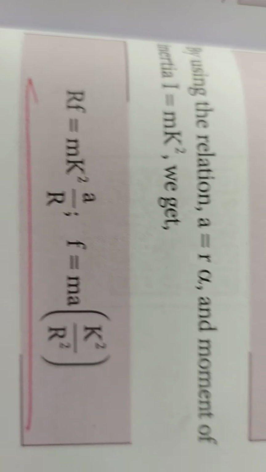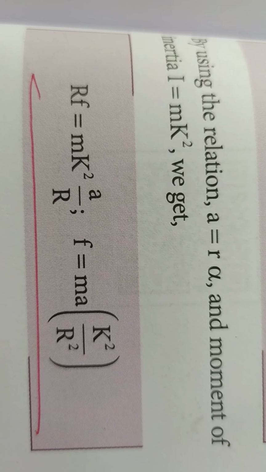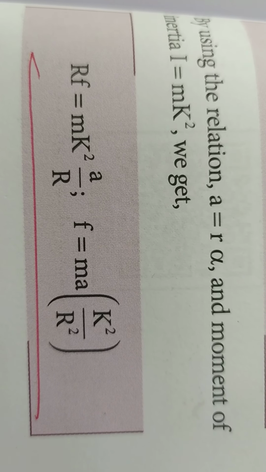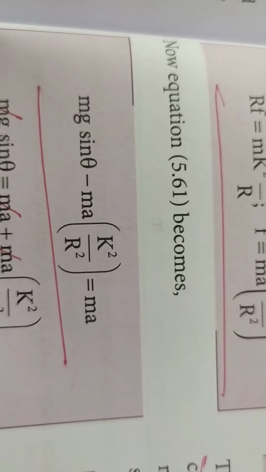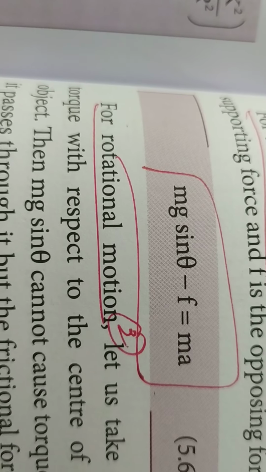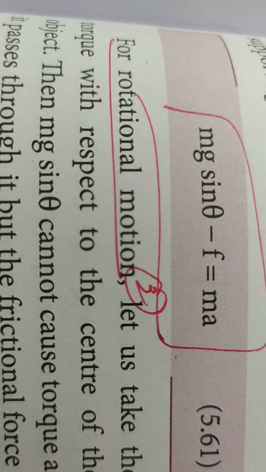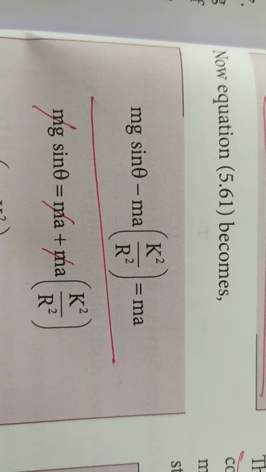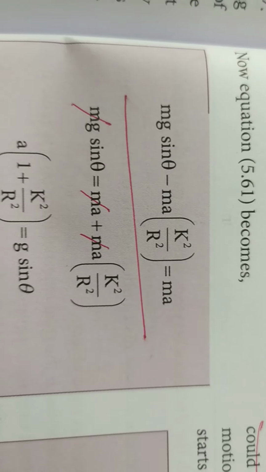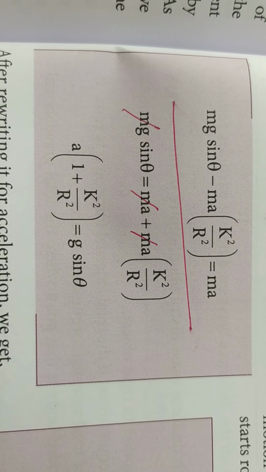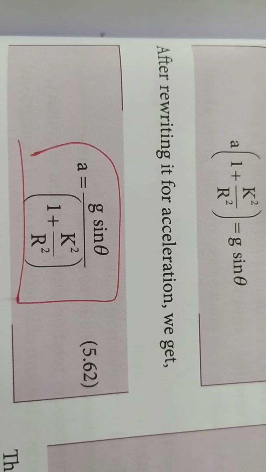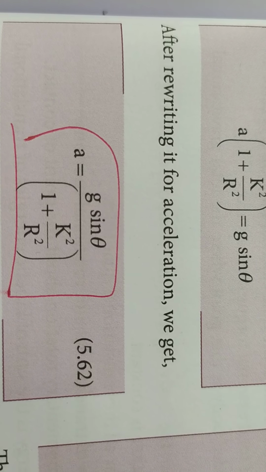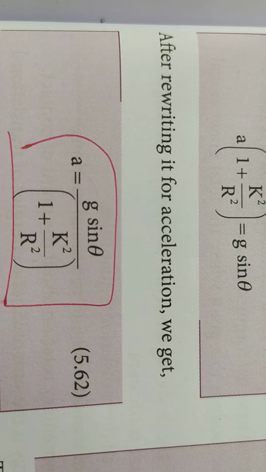So what about RF now? You can substitute for I and alpha. So m k square into a by R, or you can bring the R to the other side. So F is equal to ma into k square by R square. So from this you can substitute this F in mg sin theta minus F is equal to ma. The equation now becomes mg sin theta minus ma within brackets k square by R square is equal to ma. Throughout this you cancel m. So a of 1 plus k square by R square is equal to g sin theta, or a is equal to g sin theta by 1 plus k square by R square. So this is the equation of acceleration for rolling on an inclined plane.